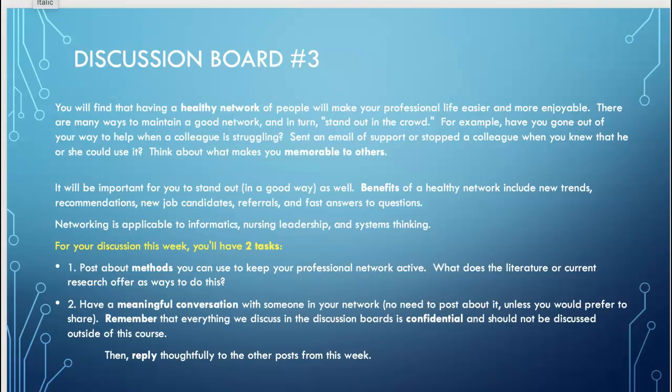So for your discussion this week, you will have 2 tasks. Post about methods you can use to keep your professional network active, and what the literature or current research offers as ways to do this. I know a lot of people are probably thinking immediately about Indeed or LinkedIn, so that's one thing. And then the second task will be having a meaningful conversation with someone in your network.